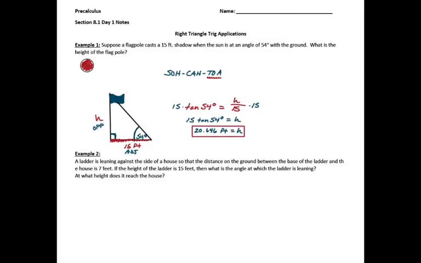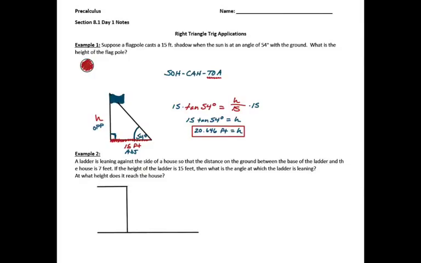and I would get a value of 20.646 feet. And I'm going to round everything here to 3 decimal places. We're going to start transitioning to really focusing on 3 decimal places for a lot of our decimal answers. So the height of this flagpole that has a shadow of 15 feet with the sun being at an angle of 54 degrees is 20.646.